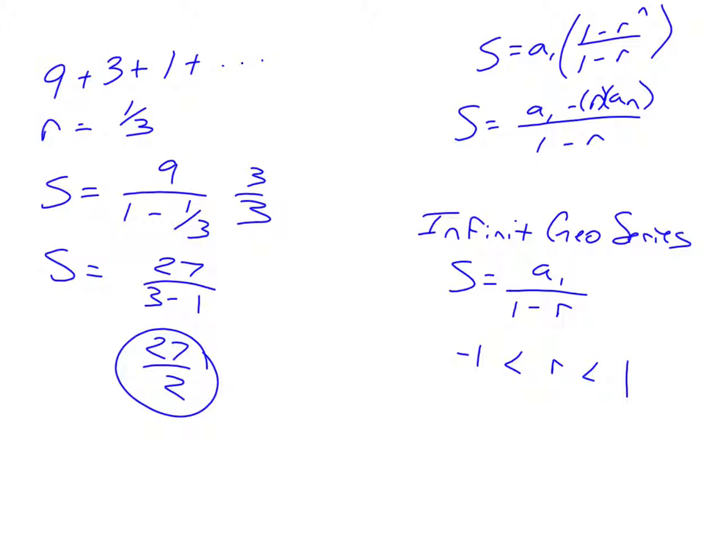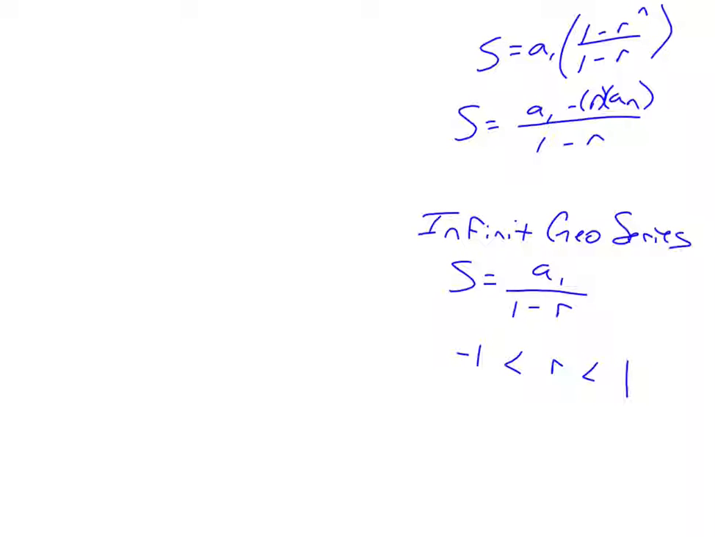Okay, but again, R has to be between -1 and 1. If it's not, you cannot find the sum. How can you add something together that's infinite? I'm glad you brought that up. Glad you asked that question. How can you get the sum of something that's infinite? So here's an example of how you can get the sum of something that's infinite.